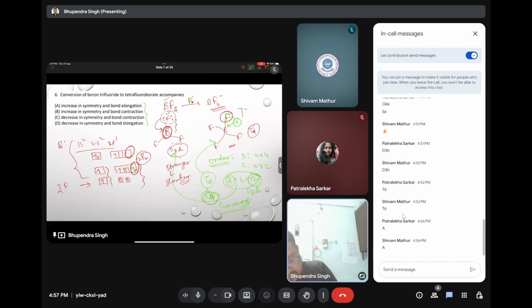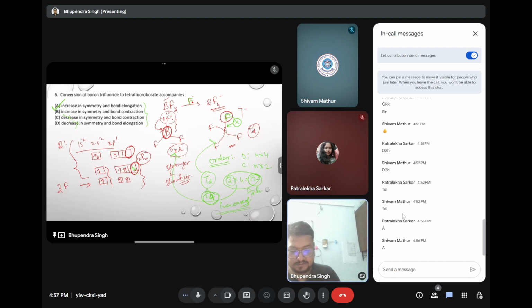So these two options are eliminated. Now tell me about the bond elongation or contraction. What is happening? Okay, you have already given the answer. Nice. Bond elongation is happening. Now try to find out the next answer.